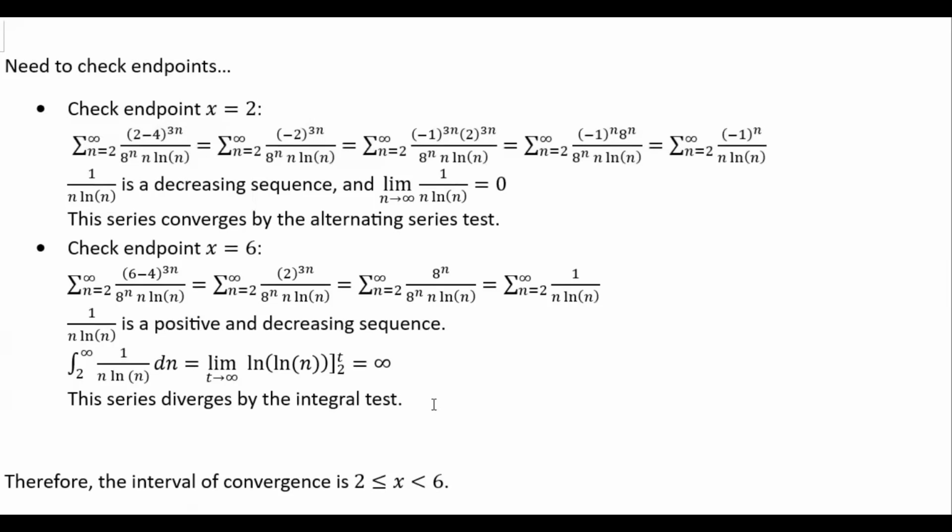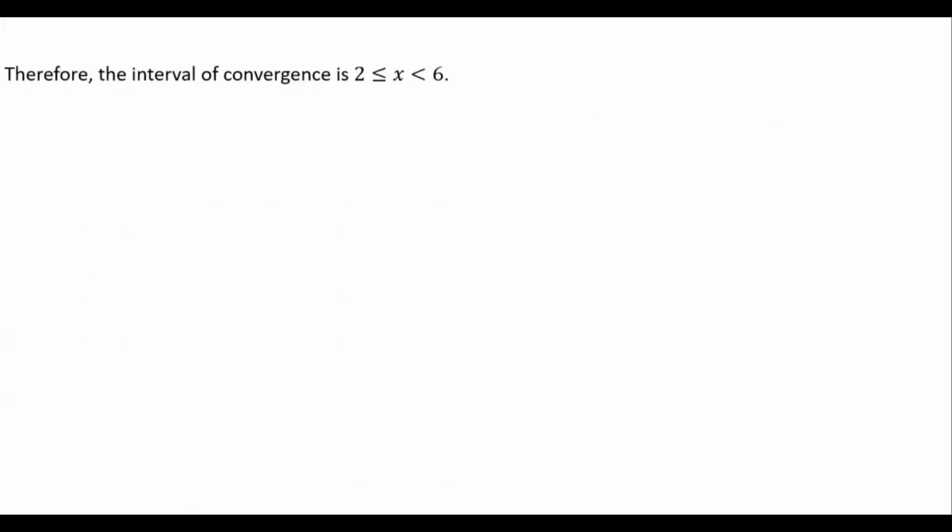So therefore, remember we started from 2 less than x less than 6. Well, we found out it converges at x is 2, so we're going to include it. But it diverged at x is equal to 6, so we don't include it still. Okay. Pretty typical problem for that.